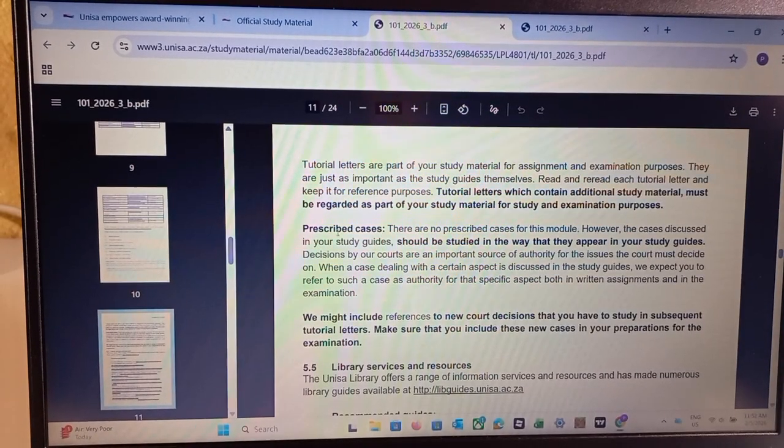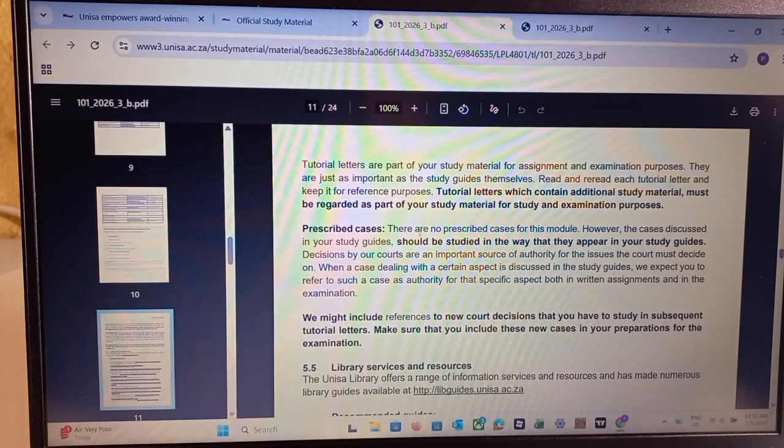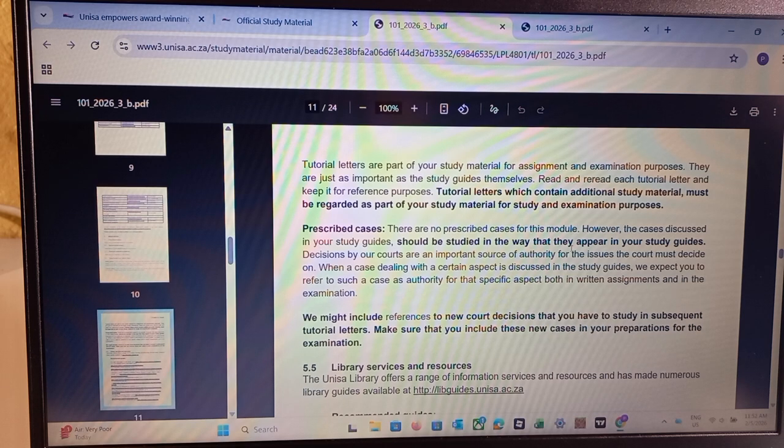Right, let's read on the prescribed cases. There are no prescribed cases for this module. However, the cases discussed in your study guides should be studied in the way that they appear in your study guides. Decisions by our courts are an important source of authority for the issues the court must decide on. When a case dealing with a certain aspect is discussed in the study guides, we expect you to refer to such a case as the authority for that specific aspect, both in written assignments and in the examination.